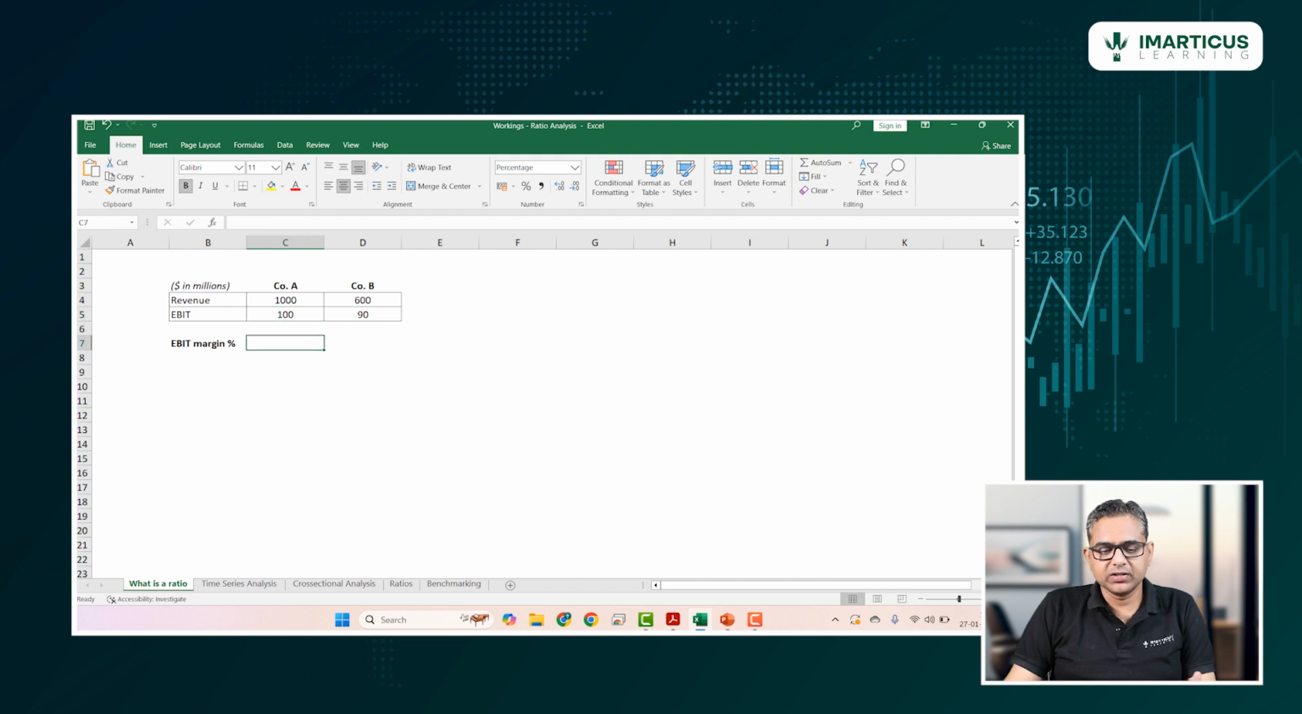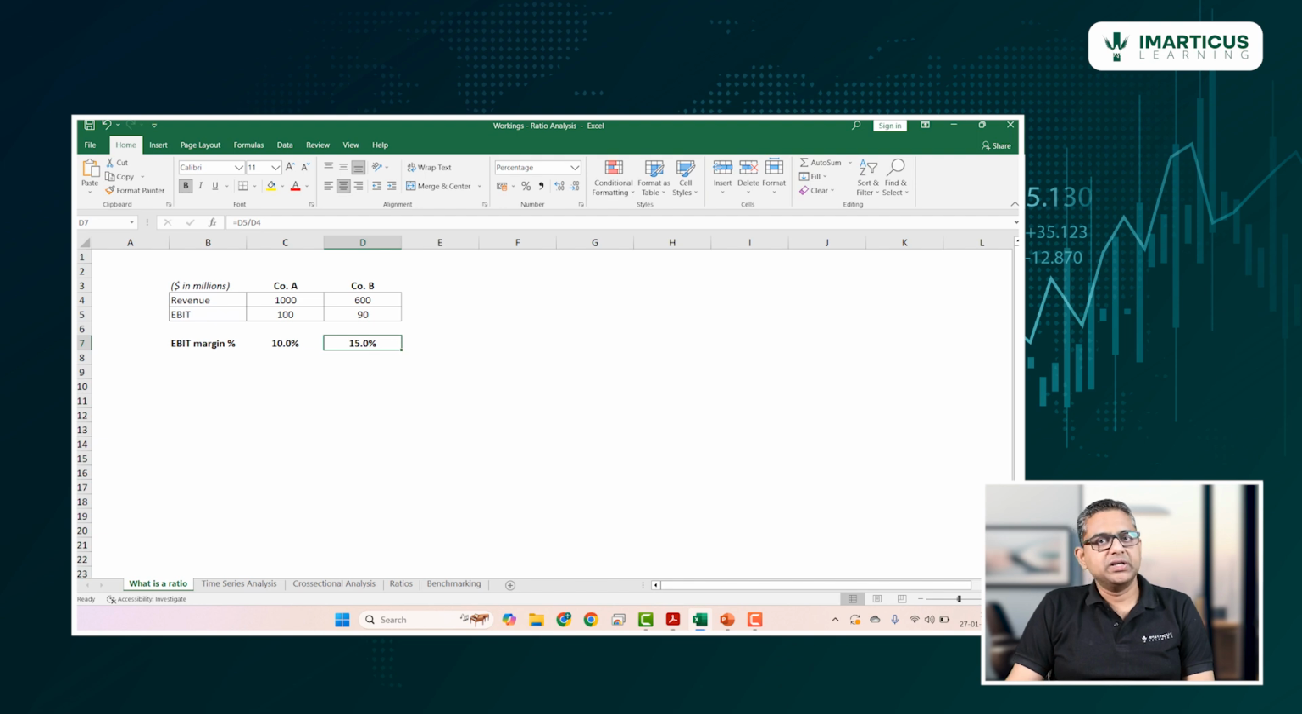Not really, because if I look at the EBIT generated by the company with respect to the revenue, it is 10%. Whereas for company B, it is 15%. So on a relatively lower revenue base, company B is still able to generate 90 crores of EBIT. So operationally, I can say that company B is doing better than company A.